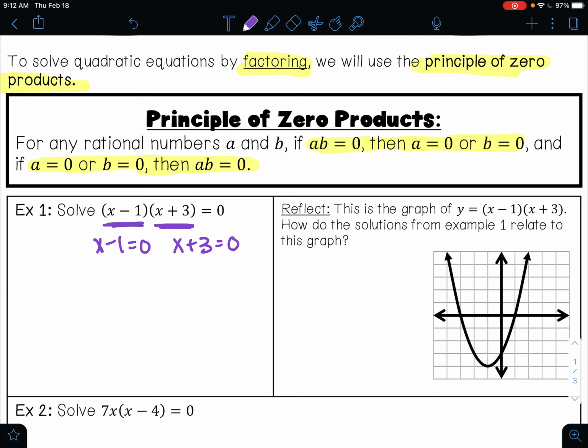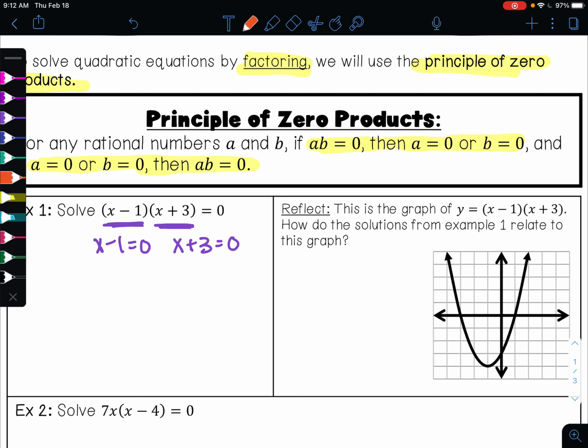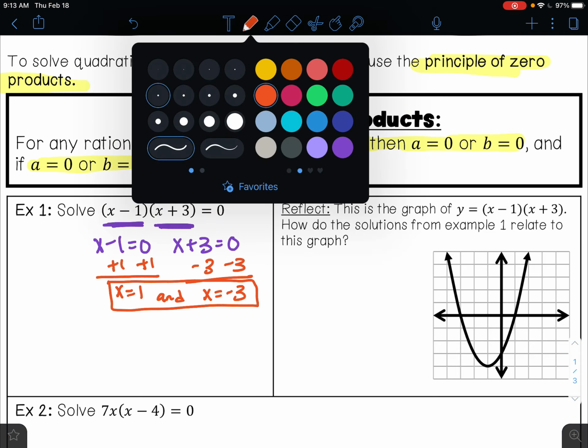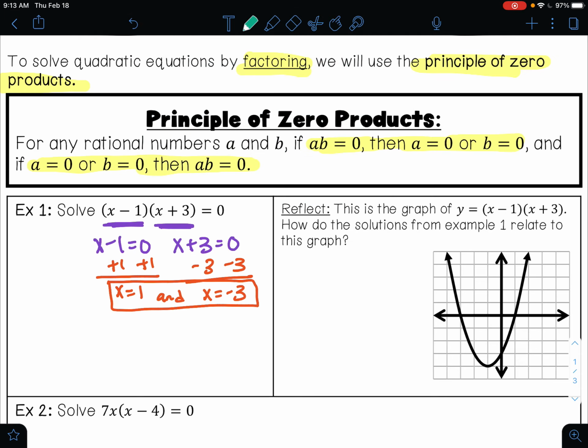Well, now I can just solve these two equations. To undo subtraction, I'll do addition and add 1 to both sides and get x equals 1. For the other equation, to undo addition, I'll do subtraction and get x equals negative 3. Both of these are my solutions, x equals 1 and x equals negative 3. Both of these solutions are going to work, and I'm going to show you why.